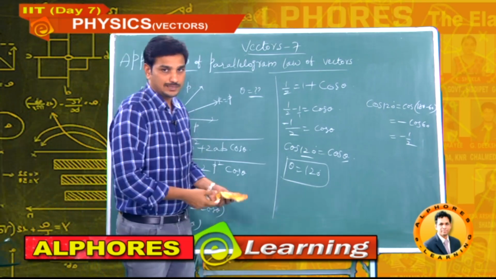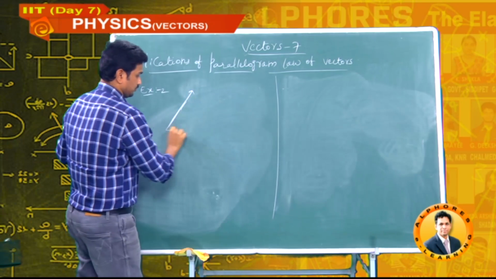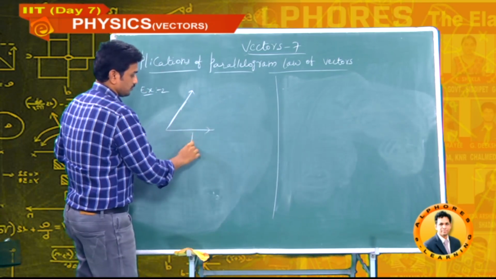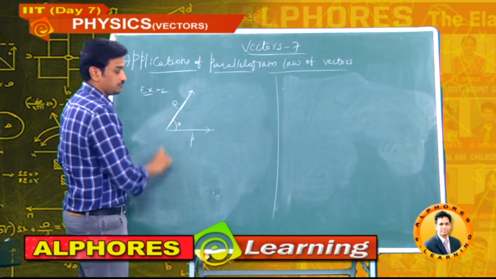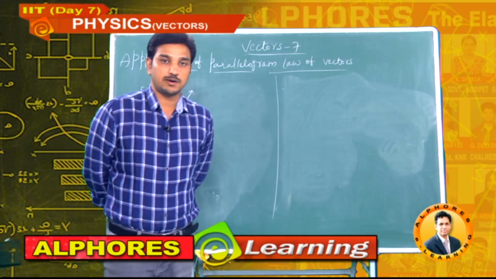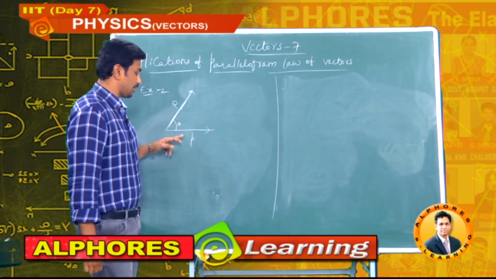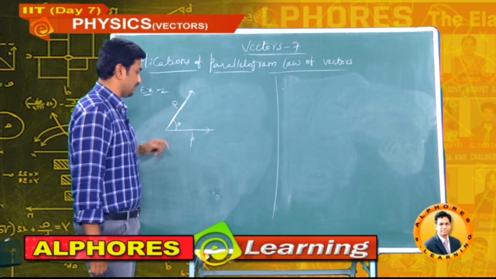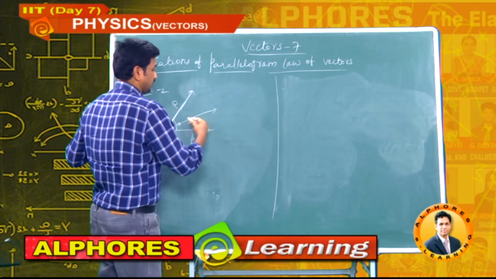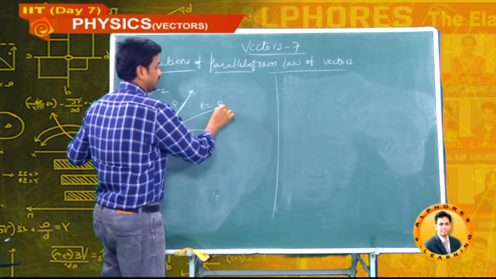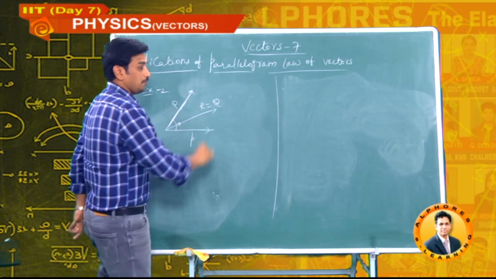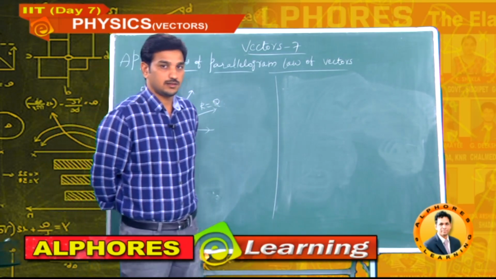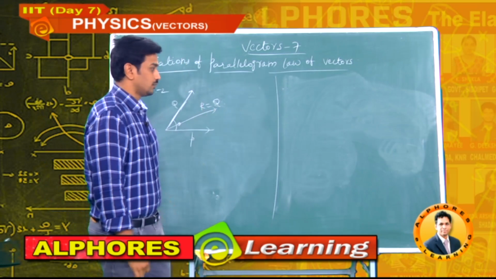I will go for one more example. P bar, Q bar, angle theta. Two vectors P bar and Q bar are two sides of a parallelogram, and theta is the angle between the vectors. Now the magnitude of the resultant given in the question is Q.